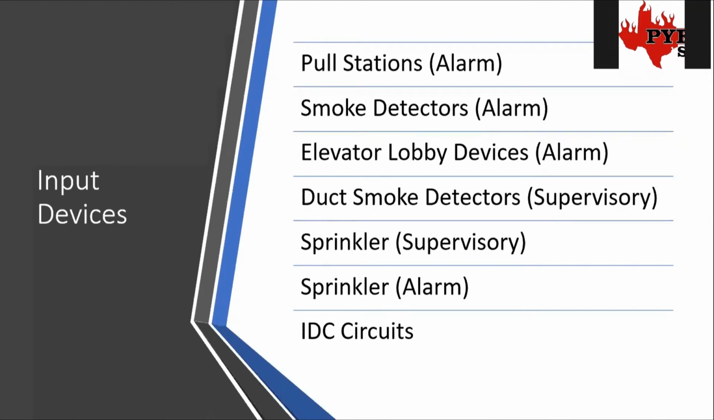Sprinkler systems, I have listed two separate lines. They can be supervisories or alarms, depending on if you're talking about the valve or the water flow device. And then IDC circuits. We've gone into those in pretty good detail. Those can be conventional devices. Those can be your sprinkler monitoring, your kitchen hoods, all those kind of things. So I didn't say supervisory or alarm because that just depends on what the IDC circuit is supervising.